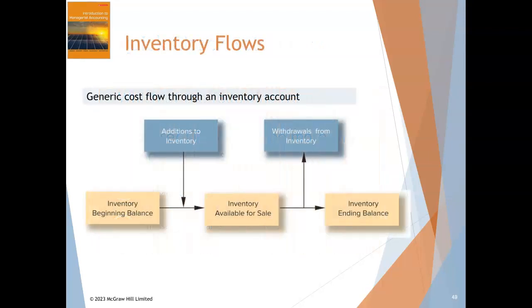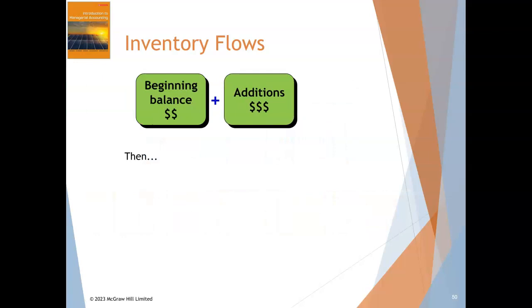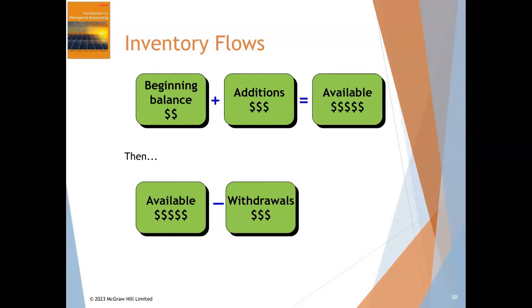Inventory flows. Generic costs flow through an inventory account. Inventory beginning balance, add additions to inventory, that equals inventory available for sale. Subtract withdrawals from inventory, and that equals your inventory ending balance. Inventory flows: beginning balance plus additions equals available. Then, available minus withdrawals equals ending balance.